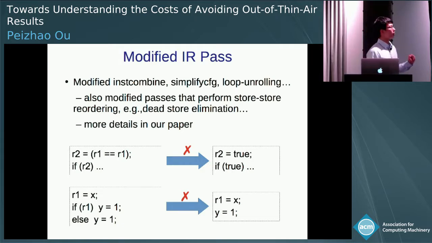Note that we also modified passes that can potentially perform store-to-store reorderings, such as the dead store elimination pass, because we need to preserve our address dependency notion. About that, you can find more details in our paper. Here I will show a couple of simple examples to give you a flavor of the optimizations that we disabled to preserve dependencies. The first example shows that we disabled simplifying instructions that can break data dependencies. The second example shows that we disabled merging stores that appear on both branches, to avoid breaking control dependencies.